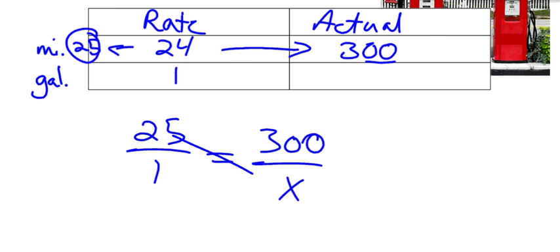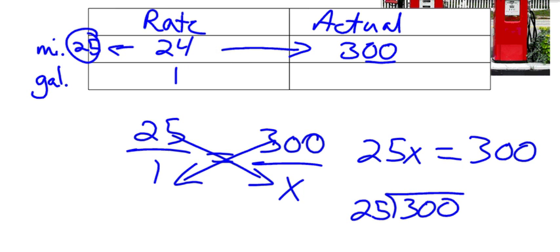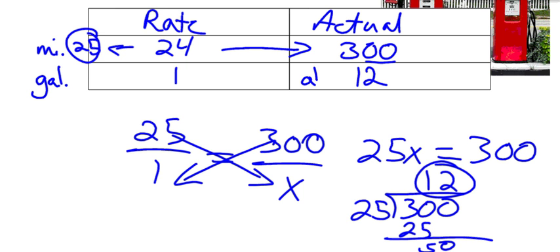To cross multiply, I take 25 times our unknown x, so that becomes 25x, and 300 times 1, which is 300. So here's our new problem: 25 times what equals 300? To solve that, you take 300 and divide by 25. 25 goes into 30 one time, and we get a 50 there. 25 goes into 50 two times. So in the end, she's going to need about 12 gallons. We still want to keep that word about in there, because we rounded at this point.